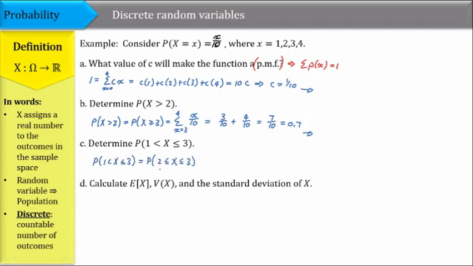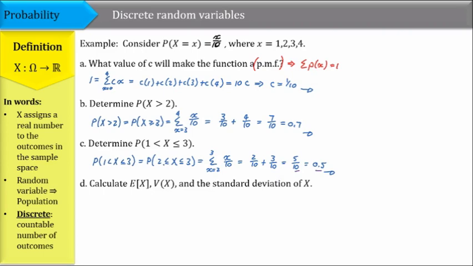Now the next one, fairly similar. We have the probability of x greater than 1, less than or equal to 3. Again, I prefer to have x greater than or equal to 2, and also less than or equal to 3. So that means x needs to be 2, and we'll plug it into our PMF, and then we'll take x equal to 3 and plug it into our PMF, so we'll have the sum of two terms again, 2 over 10 and 3 over 10, and that is just 5 over 10, or 0.5.